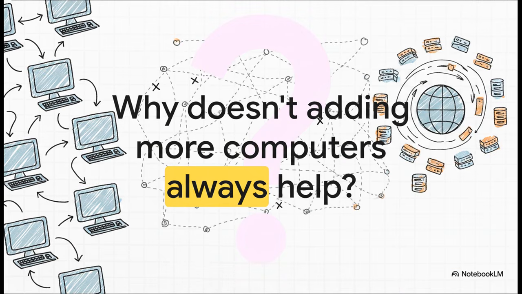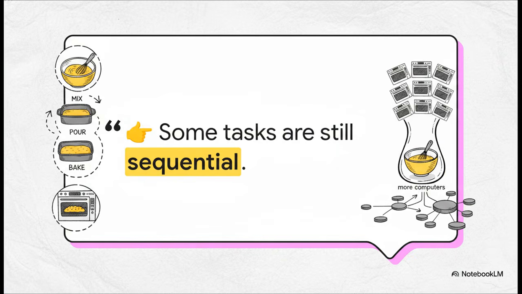And last but not least, the big one. If parallel computing is so awesome, why can't we just solve every problem instantly by throwing like a million computers at it? Because some things just have to be done in order. Think about baking a cake. You can't bake the cake 10 times faster by using 10 ovens if you haven't even mixed the batter yet. Mixing the batter has to happen first. That's a sequential step, and it's a bottleneck. More computers or more ovens just can't speed that part up.